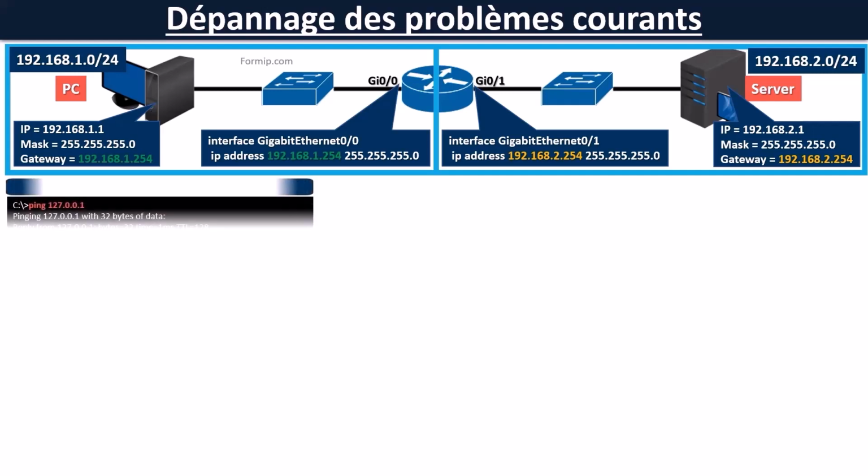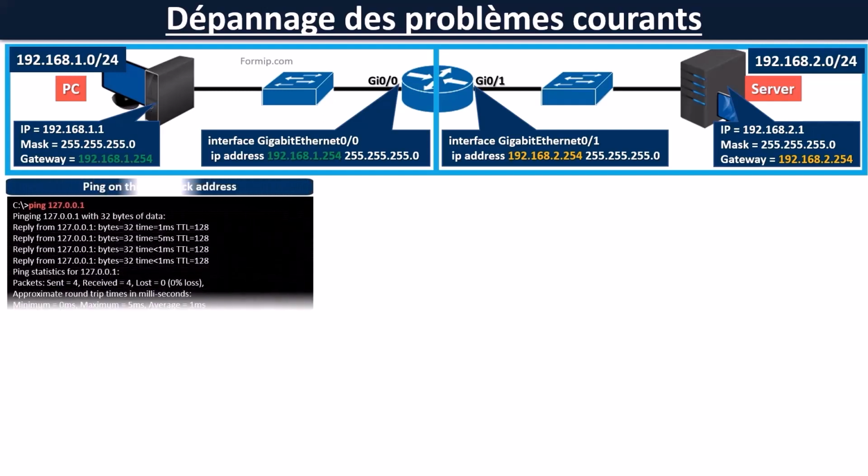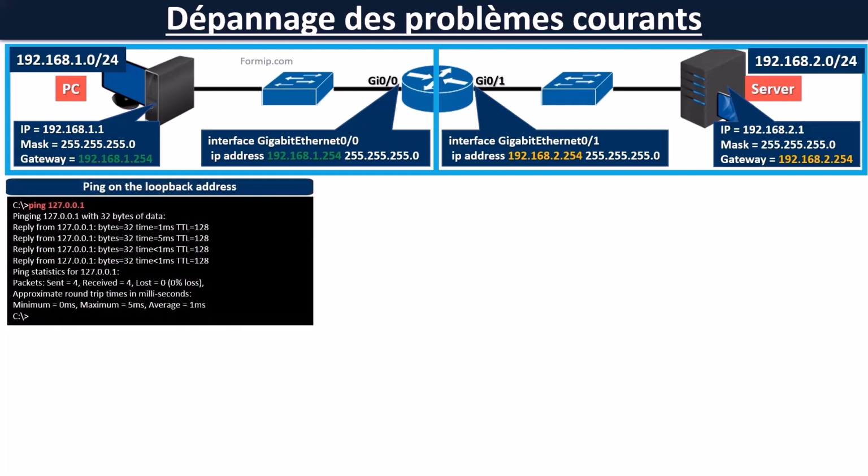First of all, we start by trying to ping the loopback address. To do this, you have to open a command prompt window and ping the IP 127.0.0.1. This IP is the loopback address. It allows you to test the TCP/IP stack of your own machine. If the ping succeeds, it's because the TCP/IP stack works. And if it fails, there is a TCP/IP failure. And in the latter case, you should reinstall or reset the PC network card.